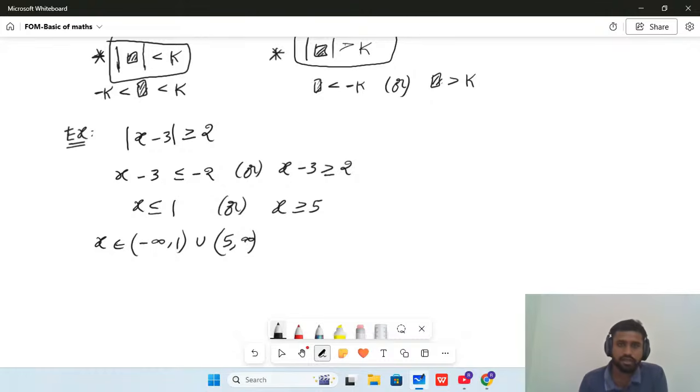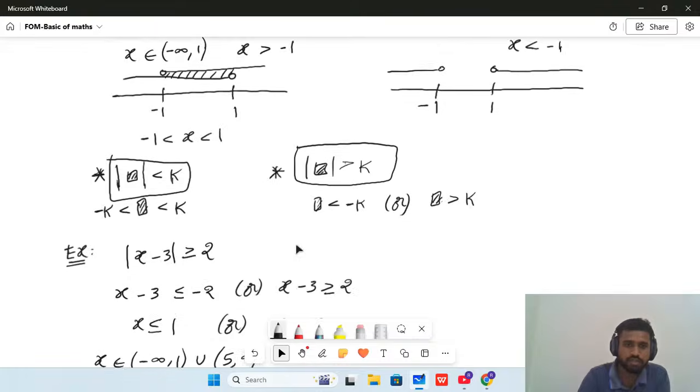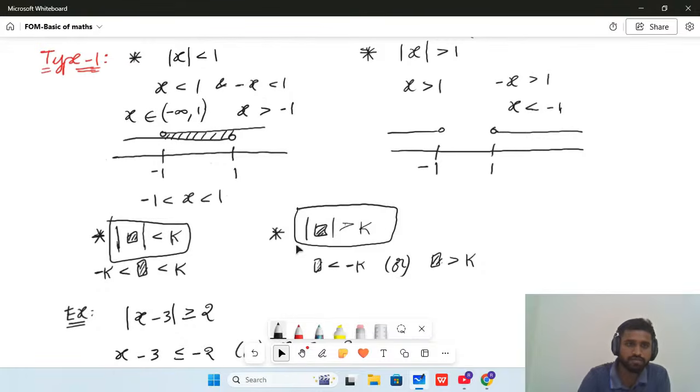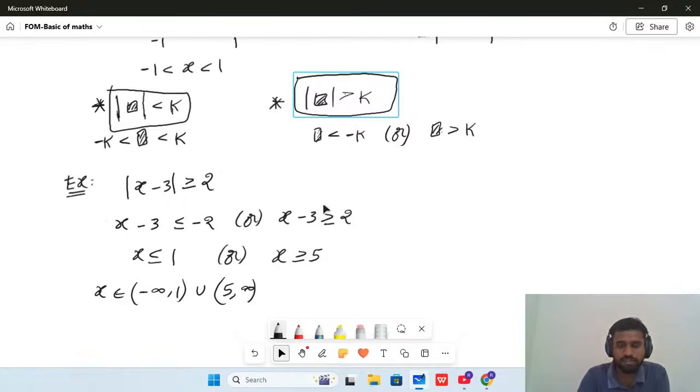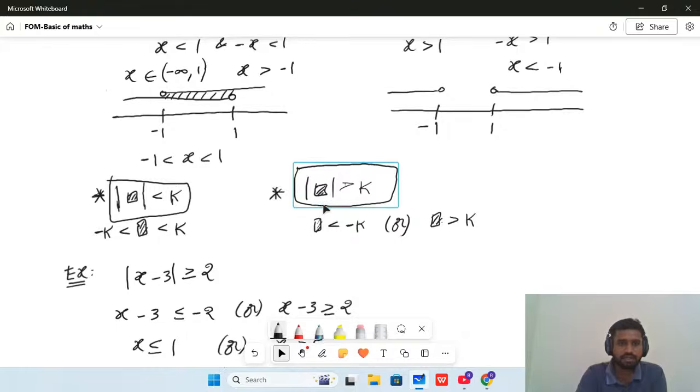So for greater than or equal to we will take union, and for less than we will take intersection of the two intervals. Here you can observe, if less than is there we will take intersection, and for greater than we will take union of the two intervals. So I hope type 1 is clear for you.